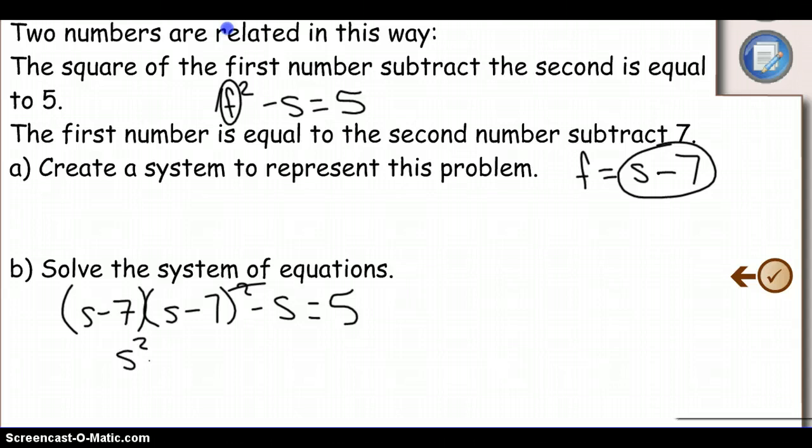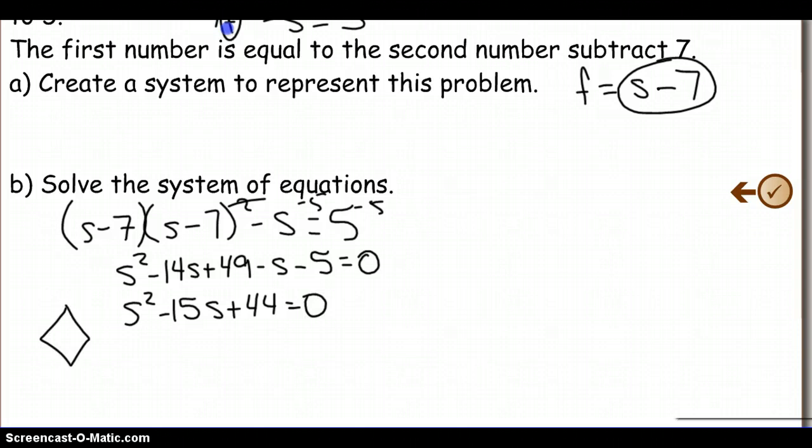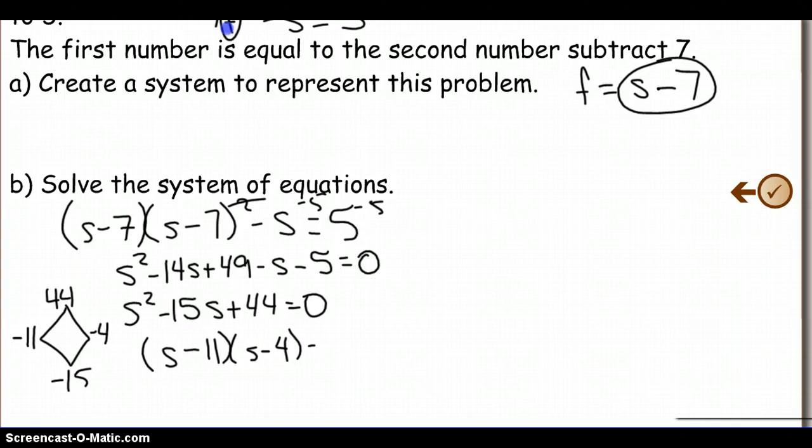So here I have s squared subtract 14s plus 49, subtract s, and let's move over that 5 too. Subtract 5 equals 0. Combine my like terms. I'm going to try and diamond. When I diamond, I have 44, negative 15. My two numbers are negative 11, negative 4. So I have s subtract 11 and s subtract 4 equals 0.